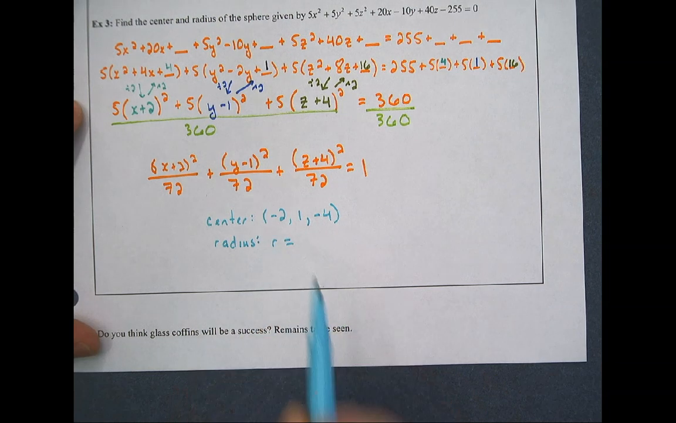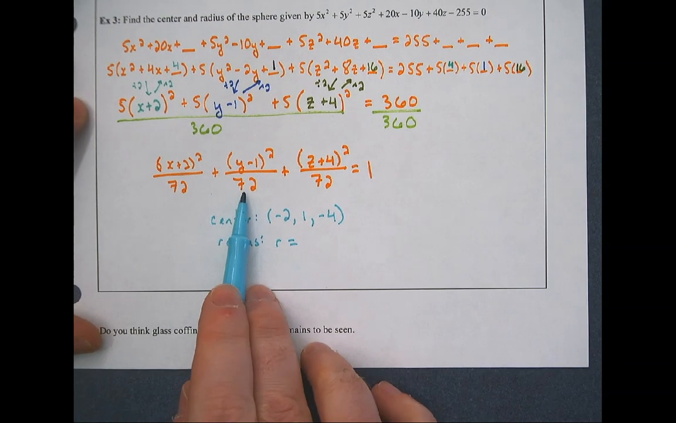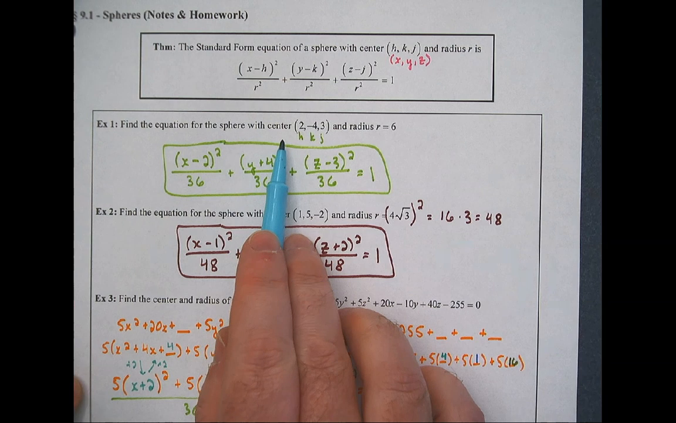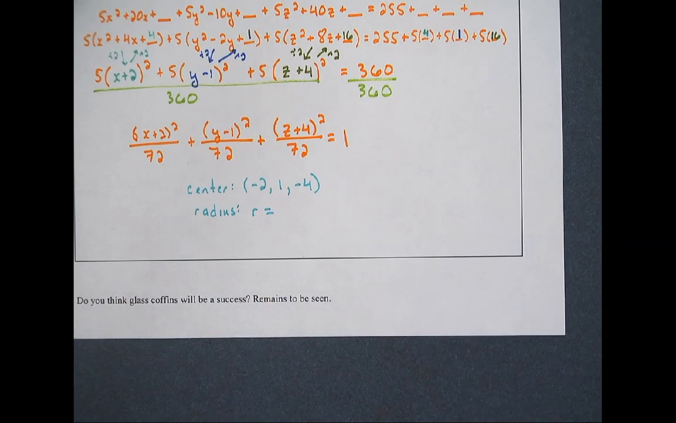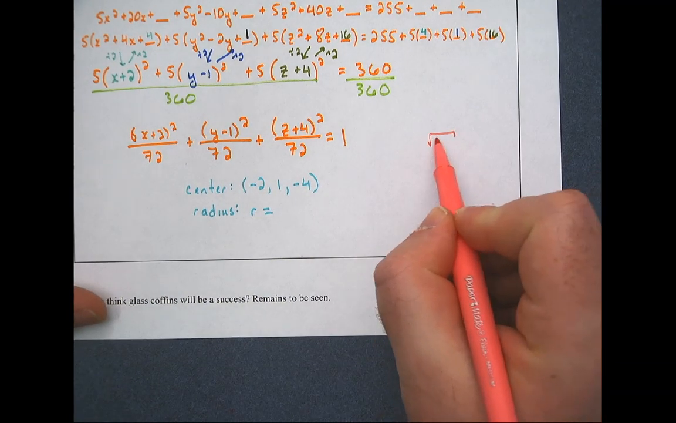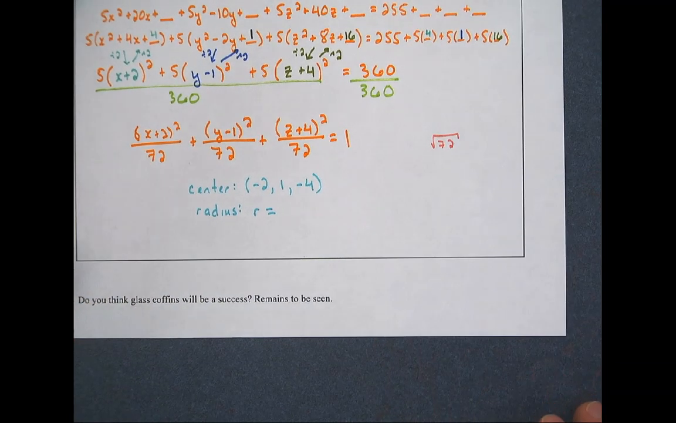My radius, now be careful here. This is not r. That's r squared. So we've got to take this number. We've got to square root it. I'm going to go do that over in the margin. So I want to square root 72. Hopefully you know square root of 72 is not an acceptable answer in pre-calc. You got to clean that bad boy up.